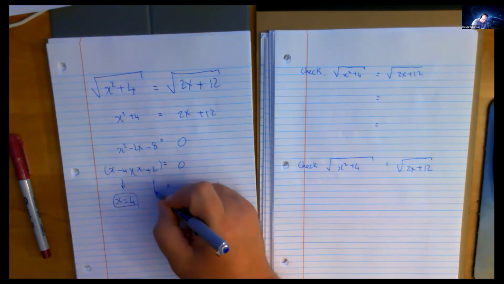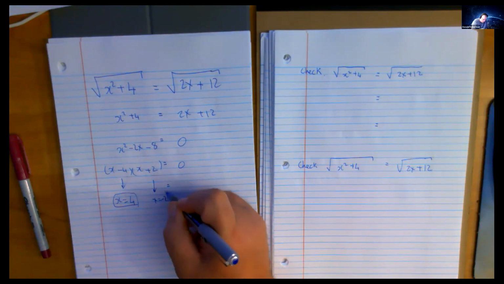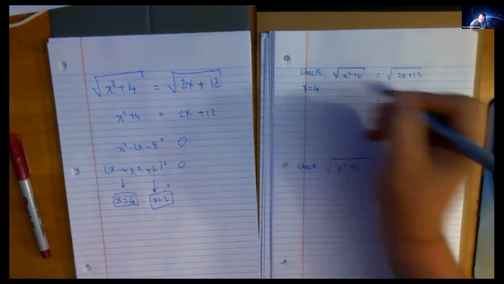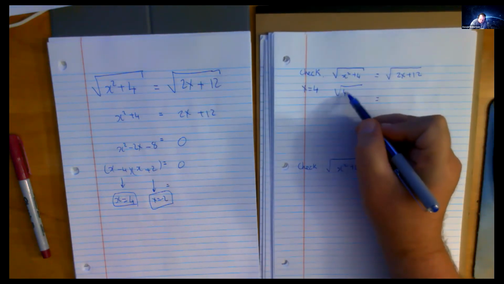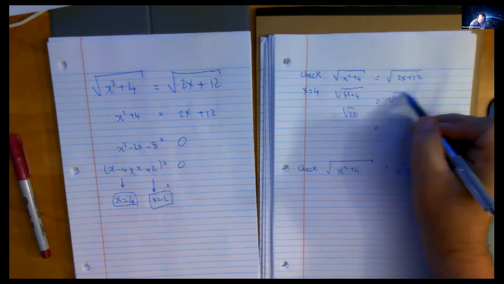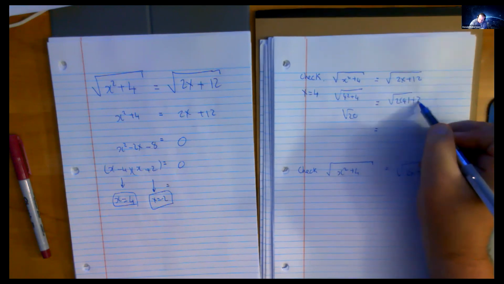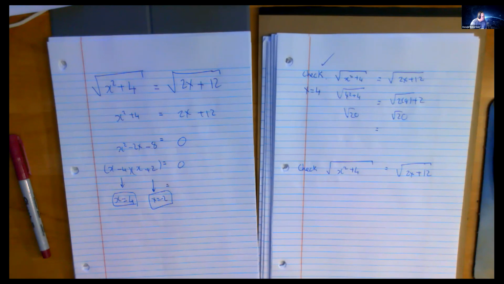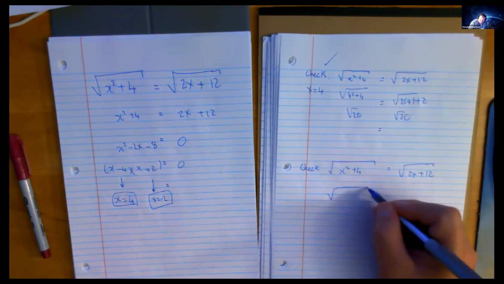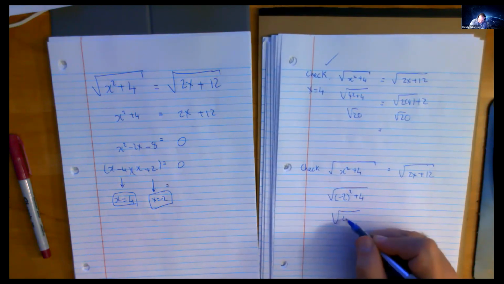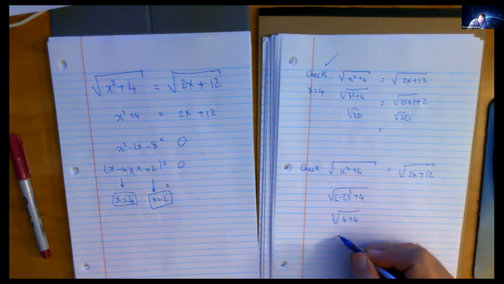That one and -2, right? So let's check x equals 4. 4 squared plus 4, 16 plus 4, square root of 20. 2 lots of 4 add 12, square root of 20. It works, right? Not extraneous. Right, let's try the -2 guy. -2 squared add 4. -2 squared is 4, so 4 add 4, square root of 8.